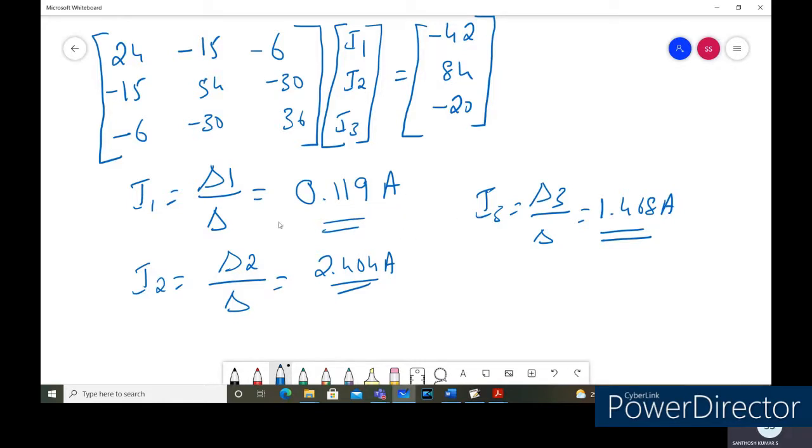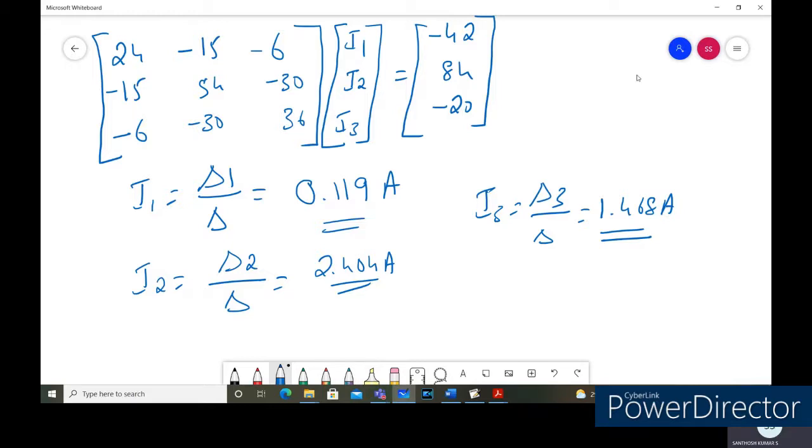If you want to verify, we can substitute the values of I1, I2, and I3 into the equations for verification. Like this, we can obtain the mesh currents.